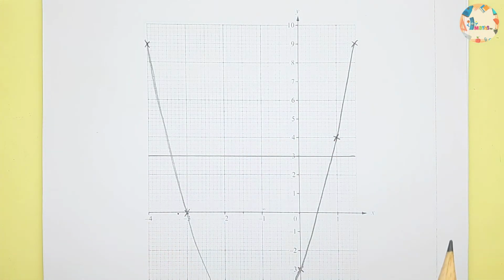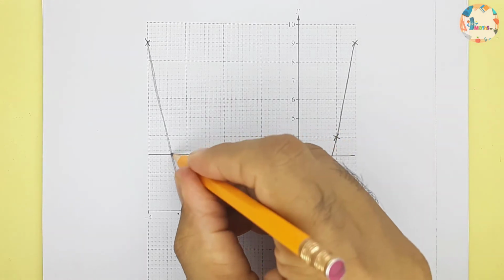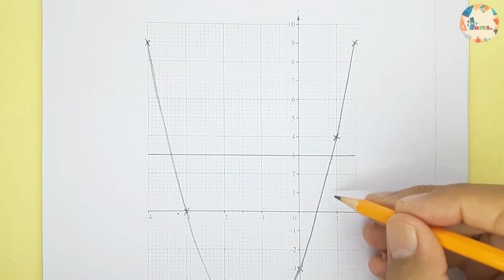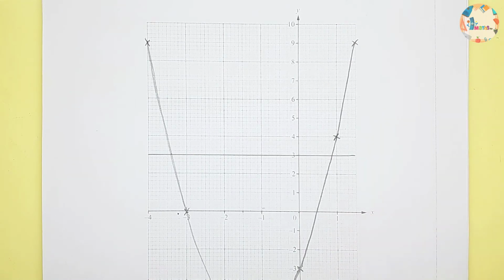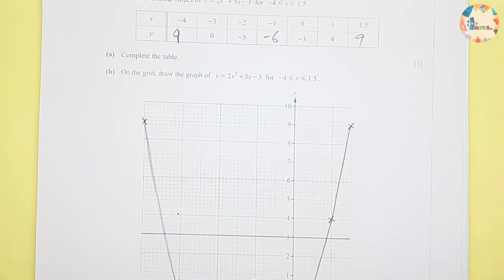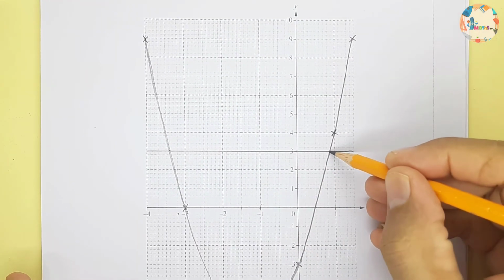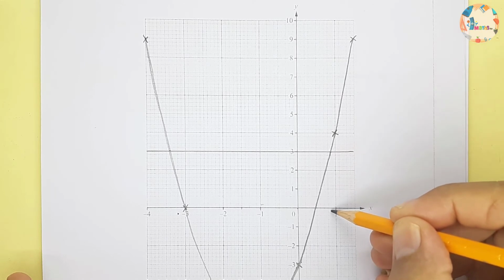And now we have to check where these two are intersecting. Points of intersection of this curve and straight line. So we will be checking that one, and we have to write the answer over this place. X values we'll have to write over here. If we check the points, for example, if we check this, X value is 0.